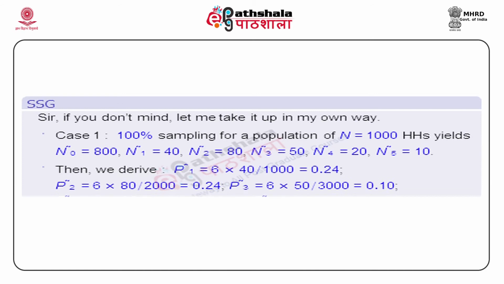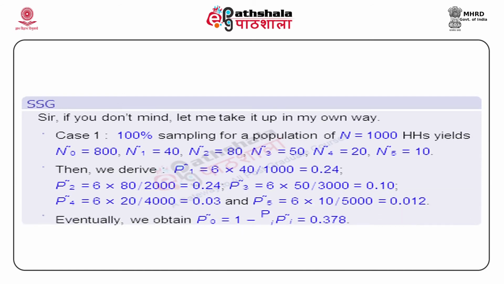Sir, if you don't mind, let me take it up in my own way. Okay. Case 1. 100% sampling for a population of 1,000 households yields n0 tilde as 800, n1 tilde as 40, n2 tilde as 80, n3 tilde as 50, n4 tilde as 20, and n5 tilde as 10. Subro, can you stop for a moment?